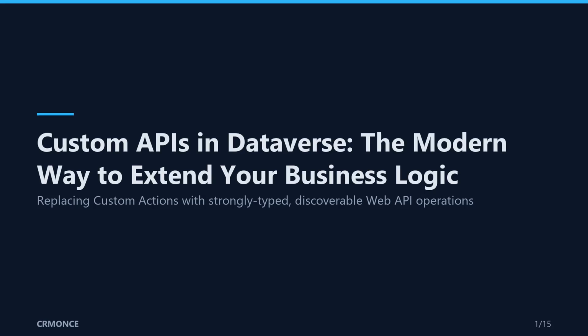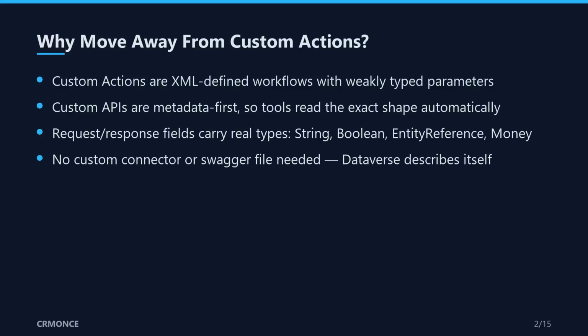Let's dive in. Before we click anything, let's understand why this shift matters. A custom action is a workflow defined in XML, registered as a message. It's flexible, but every parameter is essentially untyped, so consuming apps have to guess the shape of the data. A custom API, by contrast, is defined with real metadata. You declare each request parameter and response property with an actual type, like string, boolean, or entity reference.